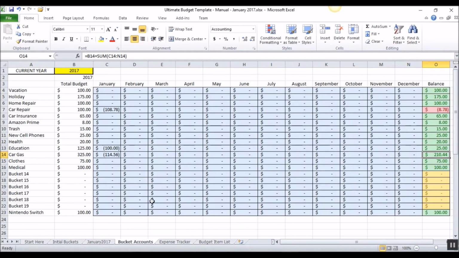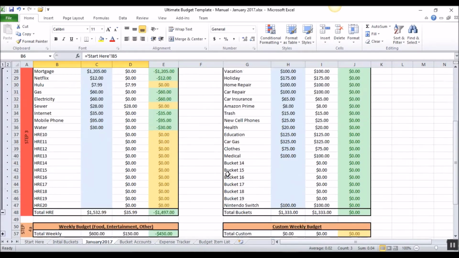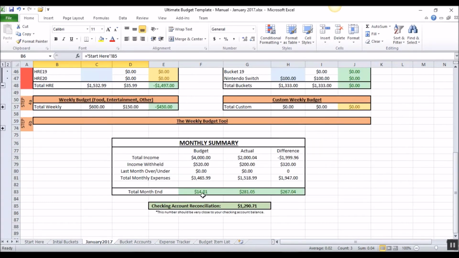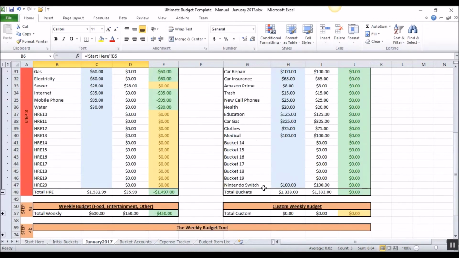So if I jump to the bucket accounts, you'll notice that my car repair bucket has now gone over by $8.78, which is typically a bad thing because, as you know, in the envelope system, cash is cash. But if you need a new battery because you can't get to work, then you're going to find a way to find that $8.78 no matter what you're going to do. And I knew going into this that I was going to go over on that bucket, with the already known knowledge as well that we had about $14.01 left over.